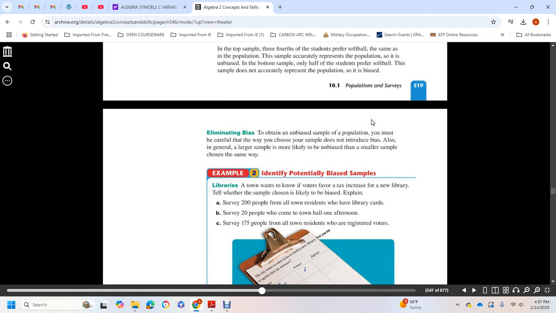Eliminating bias. To obtain an unbiased sample of a population, you must be careful that the way you choose your sample does not introduce bias. Also, in general, a large sample is more likely to be unbiased than a small sample chosen the same way.